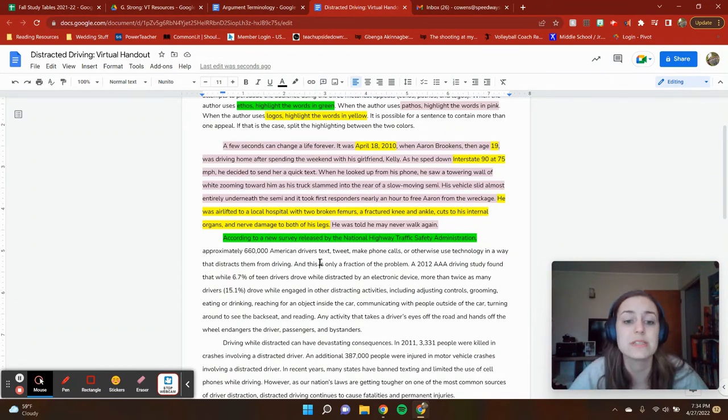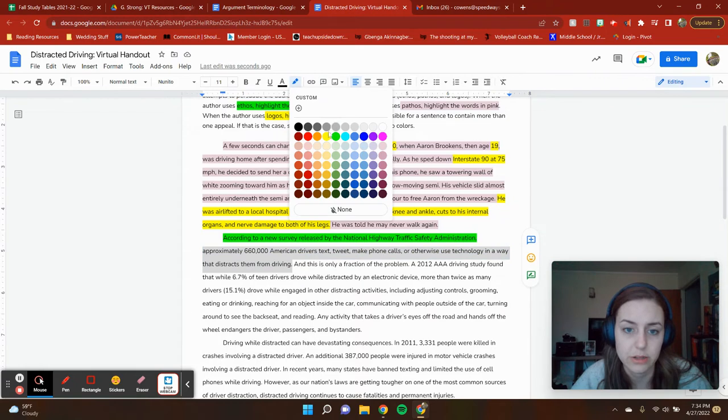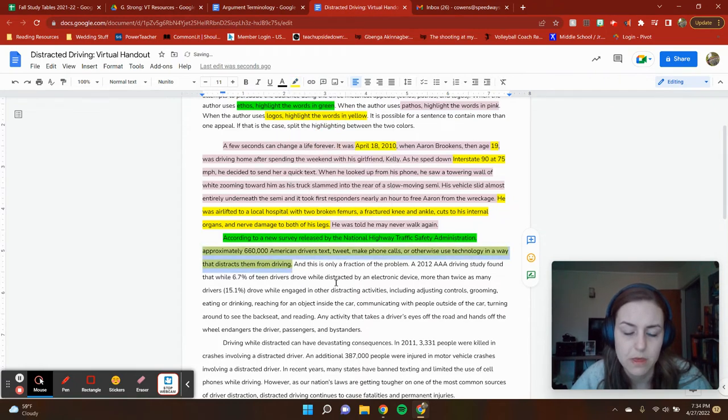All right. Now the rest of that, though, she's giving me a study. So that's going to be all yellow. That's all a fact, so I'm going to highlight that in yellow for logos. All right, let's keep going here. And this is only a fraction of the problem. A 2012 AAA driving study. Okay. Again, she's citing a credible source.